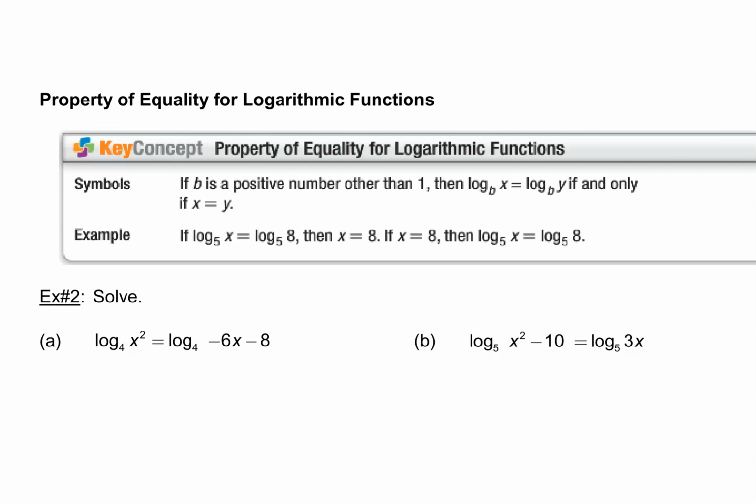Property of equality for logarithmic functions. So, property of equality. If b is a positive number other than 1, then log base b of x is equal to log base b of y, only if x and y are the same. Similar to how we had 3 to the x is equal to 3 squared, and we said as long as the bases were the same, we could set the exponents the same. As long as you're taking log of the same base, you can set the inside portions the same.